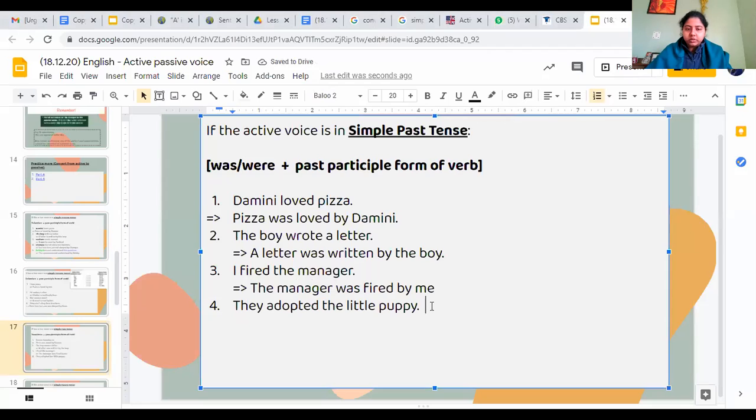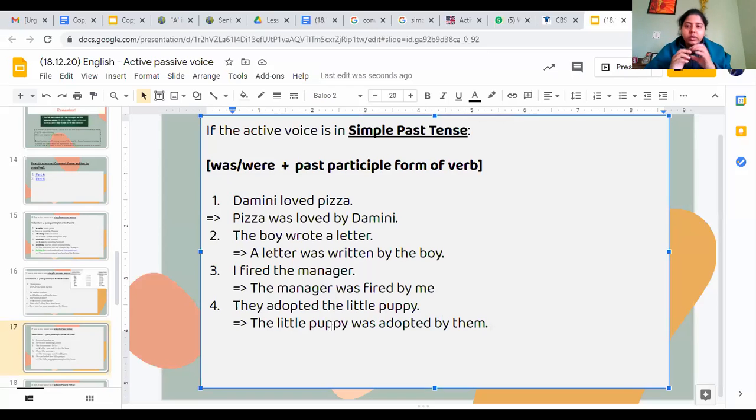And the last one, who will unmute and answer? You can also send in the chat box. Teacher, the little puppy was adopted by them. Perfect. Thank you so much, Akanksha. The little puppy was adopted by them. I can see in the chat box also, everyone is sending the same answer, right? Great. Good job. So I can see that you are understanding how to do this.